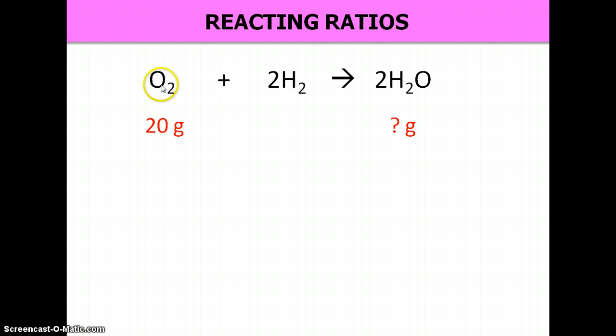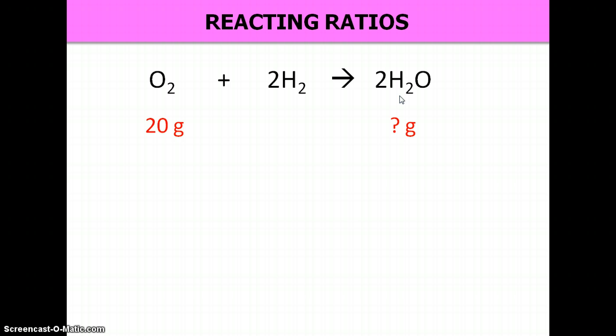tell us that 1 gram of oxygen reacts with 2 grams of hydrogen to form 2 grams of water. That's not what these numbers mean, and we know it can't be that case, because then you'd have 3 grams of reactants and 2 grams of products, and that's not conserving mass. What the equation is actually telling us is that 1 molecule of oxygen reacts with 2 molecules of hydrogen to form 2 molecules of water.